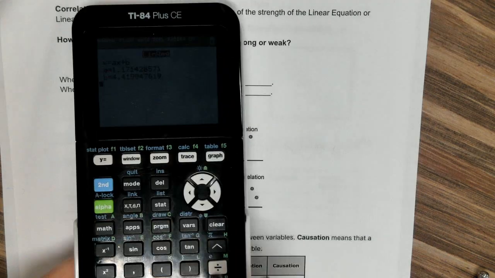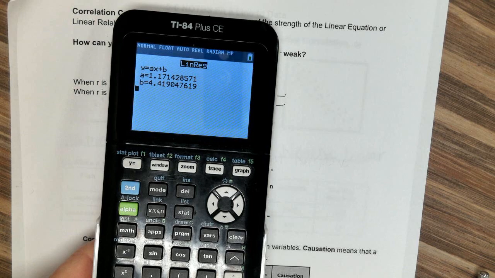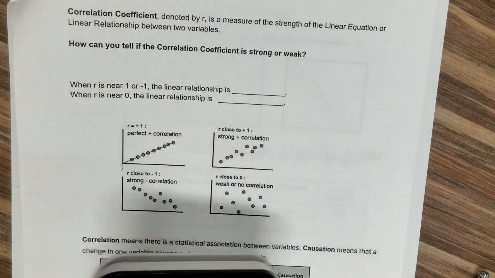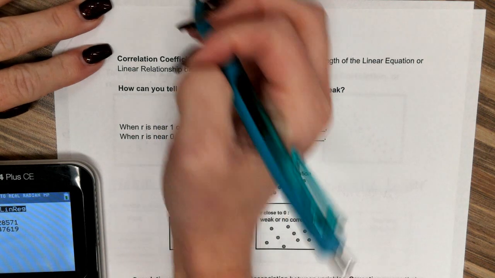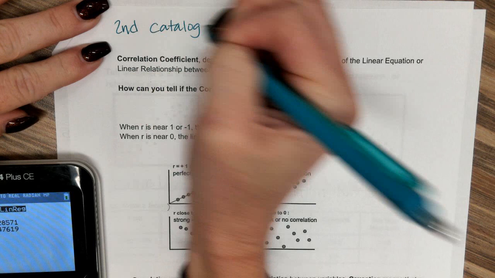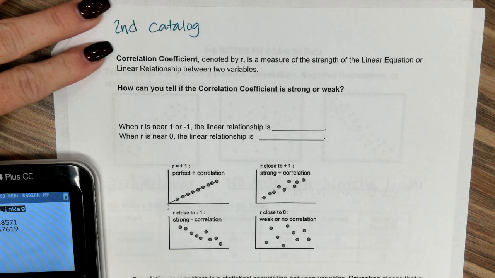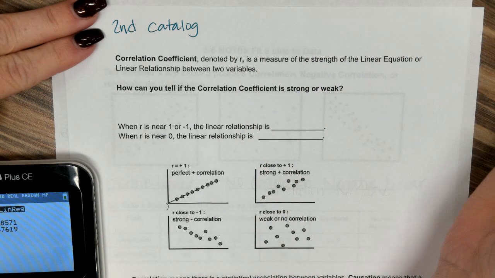So when we use stat, and y'all don't do it, do you see how it just gave you A and B? Okay? I want you to write this down at the top. To get to the correlation coefficient, you have to go to second catalog. And then from there, you have to scroll down and turn your diagnostics on.